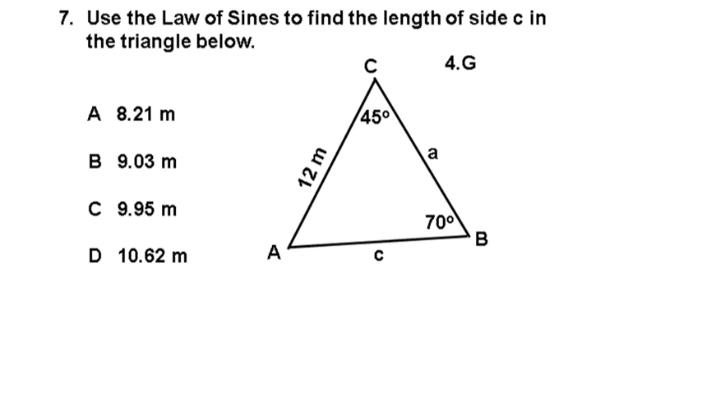Next, problem 7. Use the law of sines to find the length of side C in the triangle below. Usually we try to do these without giving direct clues like this, but there's a reason for this problem being in this manner. So we have the ratio C over the sine of 70 degrees is equal to 12 over the sine of 45 degrees.